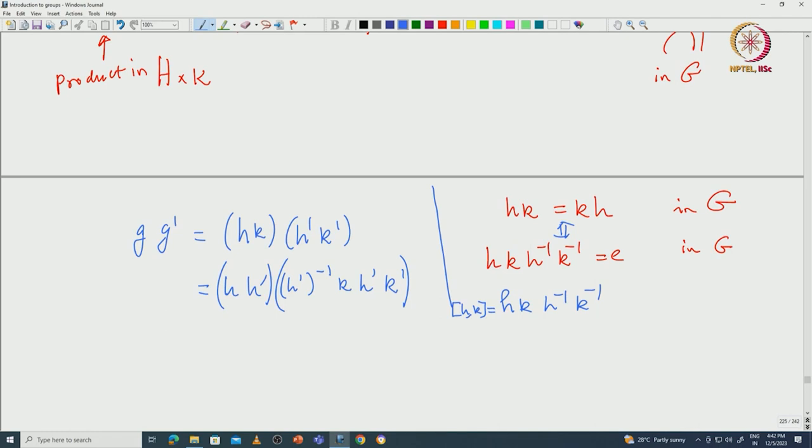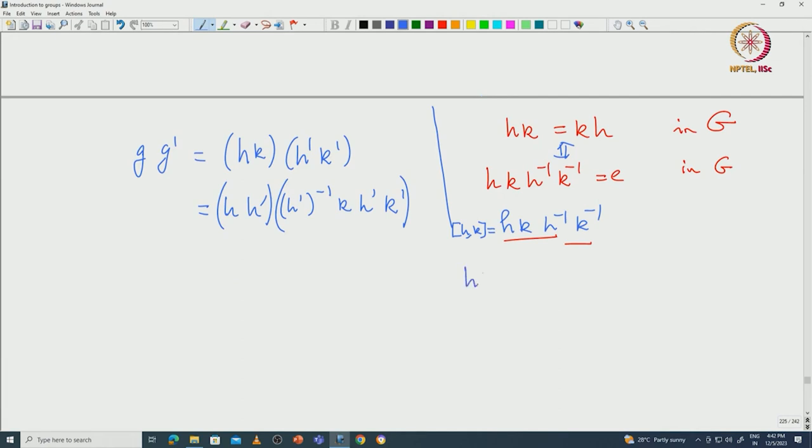commutative. But in this special case, if you look at this element, it can be read as follows. For example, one can group these three elements first and then this element as a separate element. If you group it like this, then you can see that this h k h^{-1} must be an element of capital K, as K is a normal subgroup of G. Because K is normal, any conjugate of elements of capital K must be an element of capital K. So this must be in K, and k^{-1} is already an element of capital K. So that means h k h^{-1} times k^{-1} must be in capital K.